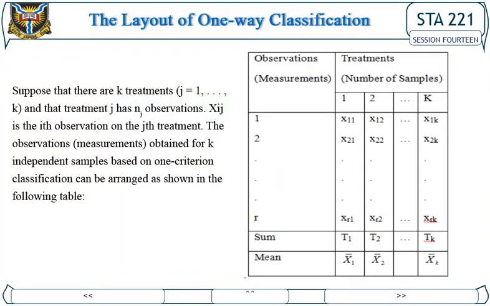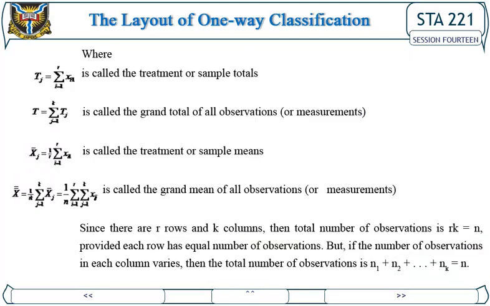The layout of one-way classification. Suppose that there are k treatments, j equals 1 to k, and that treatment j has nj observations. Xij is the ith observation on the jth treatment. The measurements obtained for k independent samples based on one criterion of classification can be arranged as shown in the following table, where Tj is called the treatment or sample total.